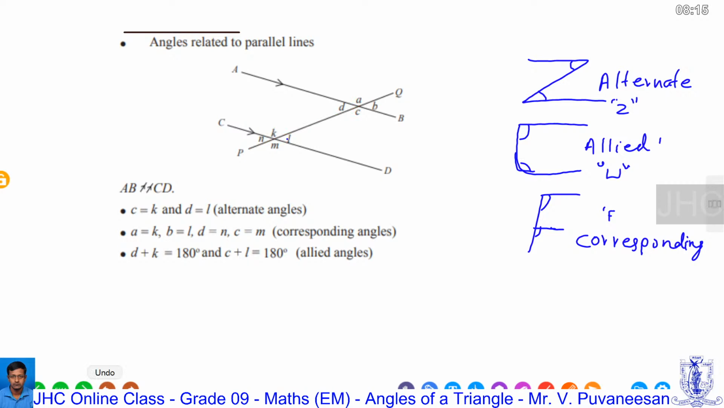Okay. Another one, look at this. In here, another pair of corresponding angles, L and B. Okay, L and B. Like this. Here, this angle and this, A and K. Okay, A and K.